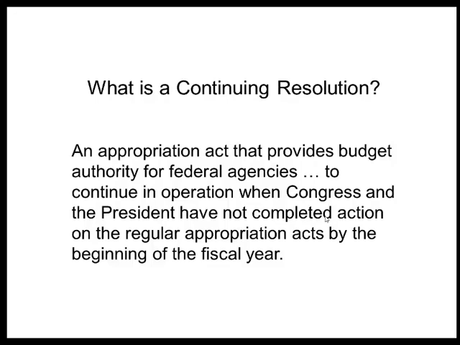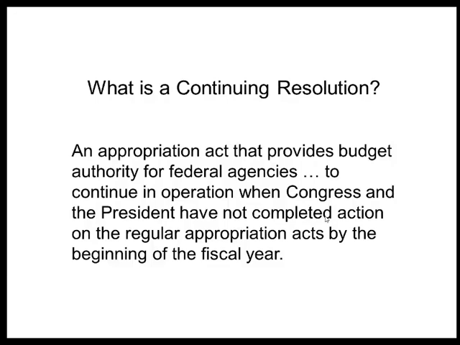In order to put the continuing resolution in its proper context, we need to first understand that the federal government is supposed to be funded through 12 annual appropriations bills initiated in the House of Representatives, approved by both houses, and signed by the President before October 1st.